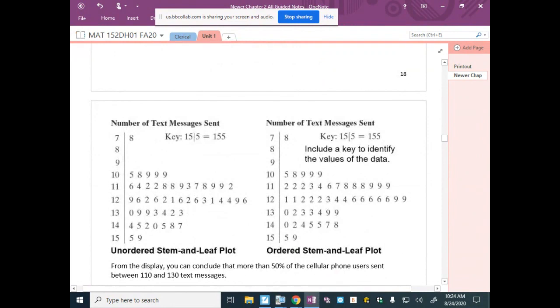You can actually make it unordered first. If your data is just unordered, you can make an unordered plot, then you can make an ordered plot from there. Generally, we're just going to make ordered plots.